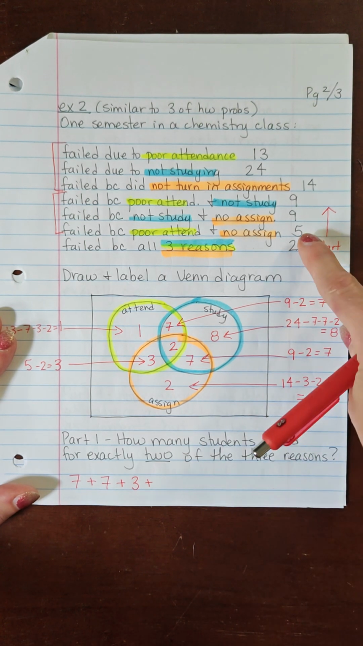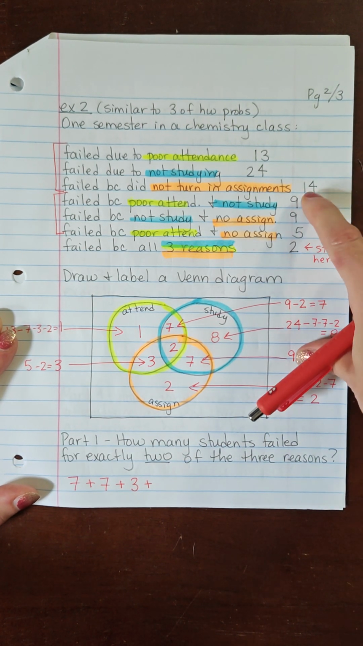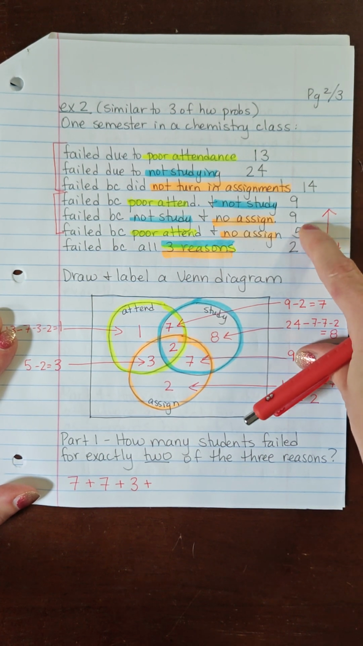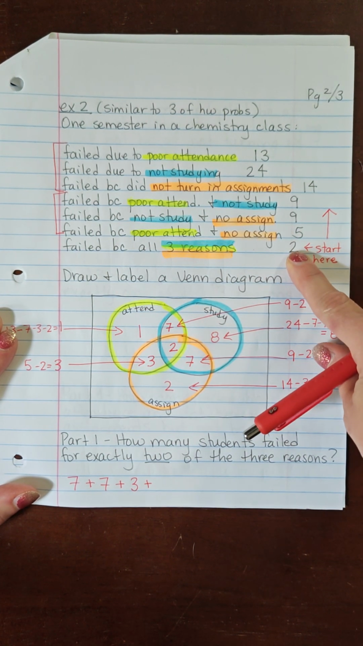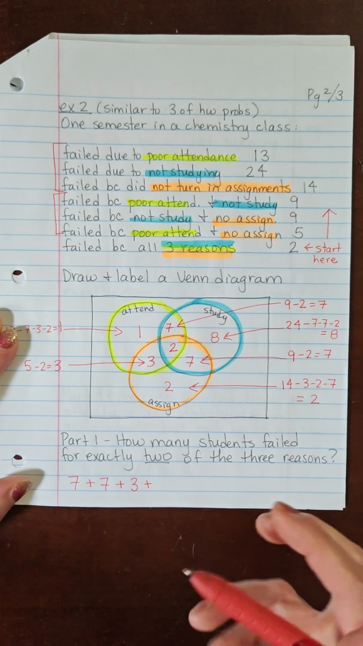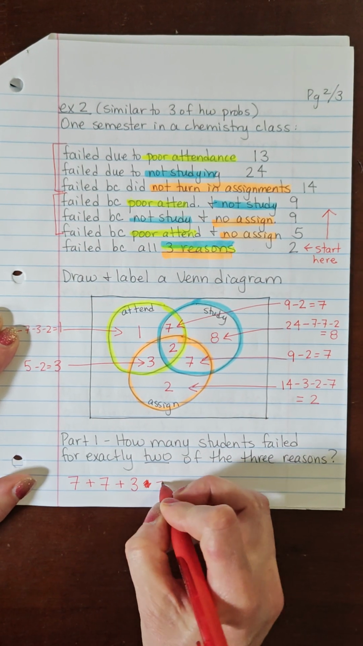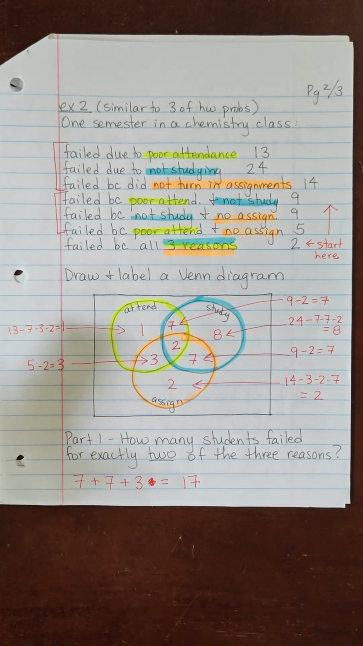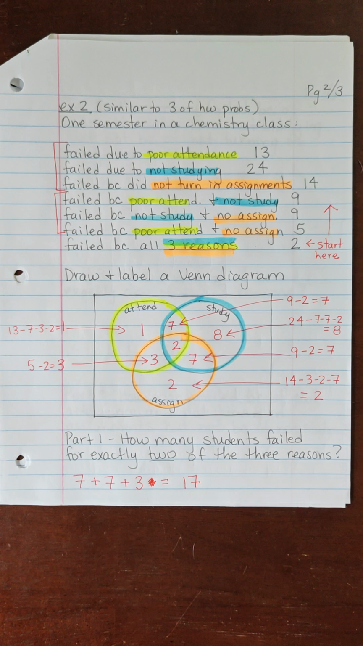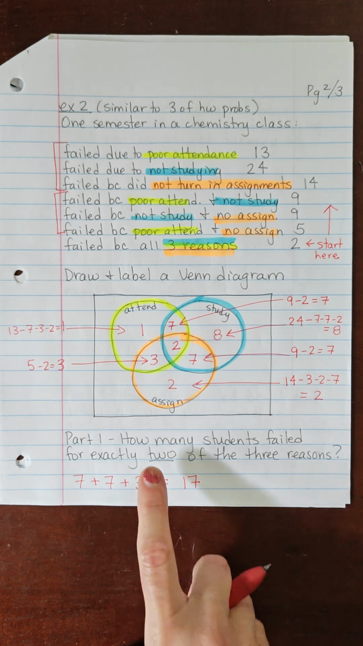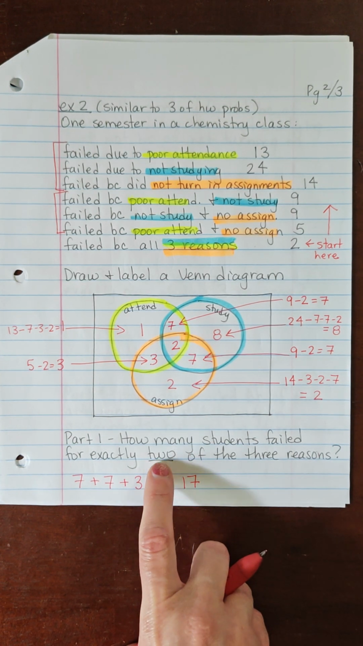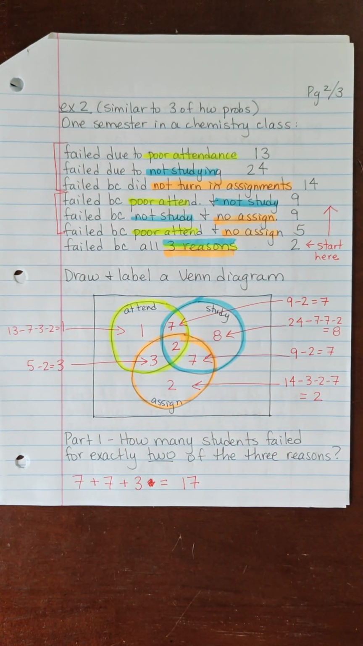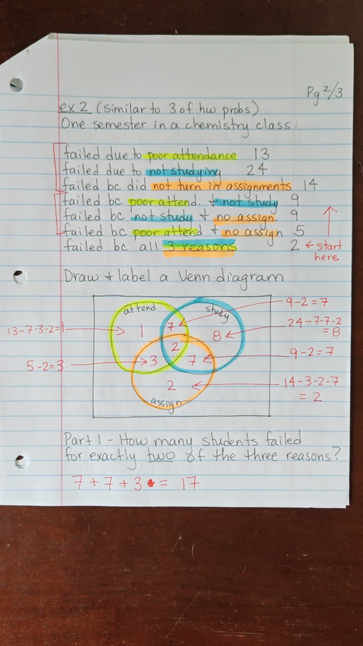Be really careful. Don't just come up here and pull all of these out. Okay? All of these include that 2 in them. Oop, I put a plus there. I should have put an equals. So that's going to give me a total of 17 right there. So it says exactly 2. It doesn't say at least 2. It says exactly 2. So it's that region, and that region. All right?